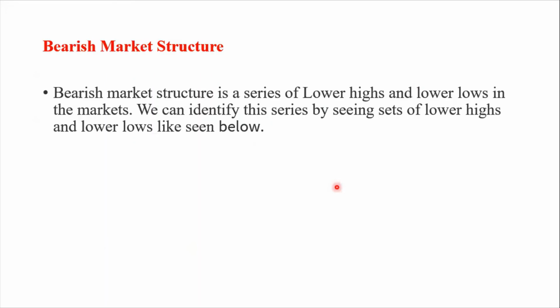We want to look at the bearish market structure. The bearish market structure is a market that is creating a series of lower highs and lower lows. When we talk about the bearish market structure, the market is creating a series of lower lows and lower highs. We can identify this series by looking at the examples that are next in this presentation.